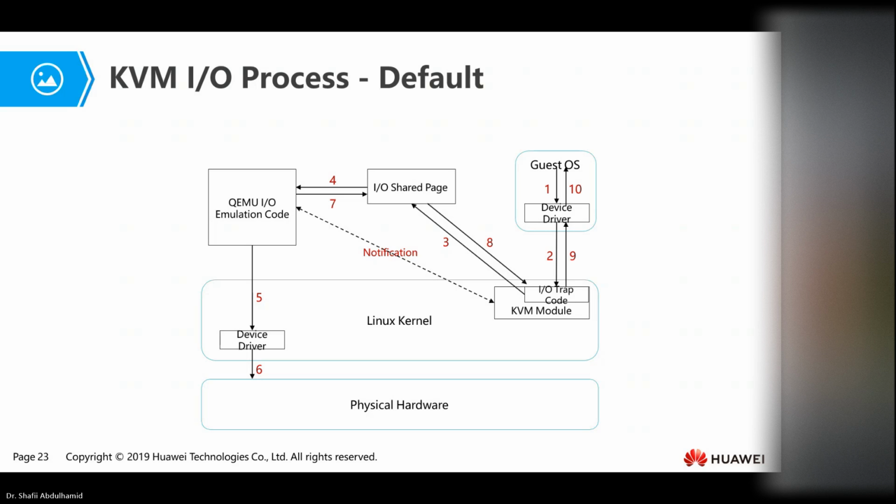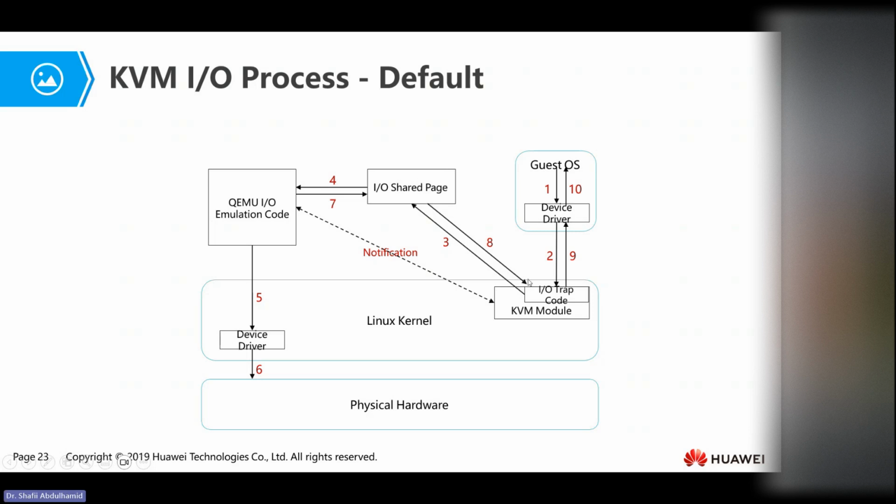I'm sorry, Doctor. After the instruction is executed in the physical hardware, what is the action after that? Number 7, what will happen? Once the instruction is executed in the hardware, the KMO will pick it and send it back to the shared page in step number 7. It would simply put the instruction in the shared page and then send a notification to the KVM trap code that I just placed the instruction in the shared page. Can you please pick it?